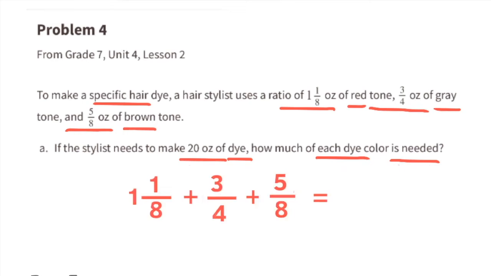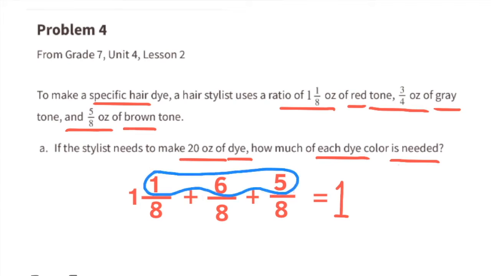First, we can add up the red, the gray, and the brown tones. 1 1/8 plus 3/4 plus 5/8. Let's use 8 as a common denominator. 4 times 2 is 8, and 3 times 2 is 6. So 3/4 becomes 6/8. Let's take the whole 1, and then we can add up the rest of the eighths.